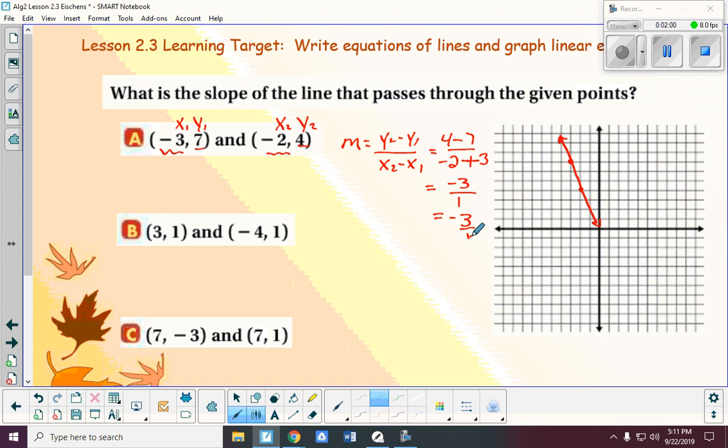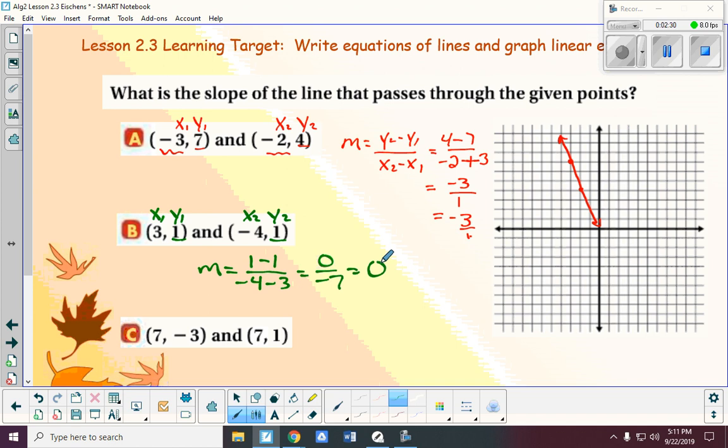All right, the next one, here's the x1, y1, x2, y2. So the slope formula says we subtract the y's, so it would be 1 minus 1. So those are the y's, and then we subtract the x's, minus 4 minus 3. That gives us 0 over negative 7, and 0 divided by anything is 0. So the slope between those 2 points is 0.